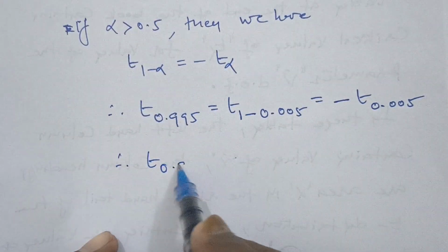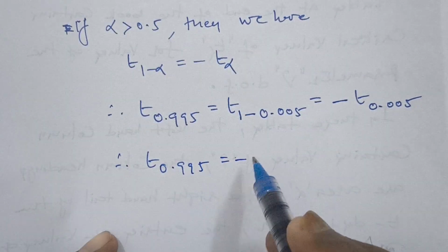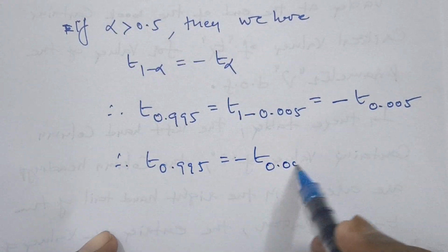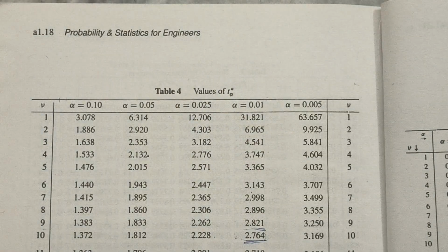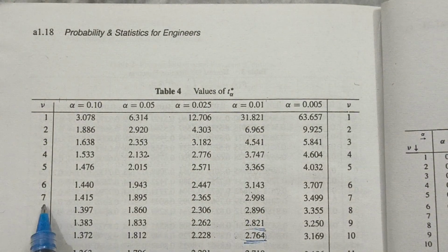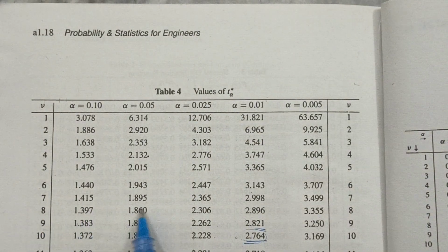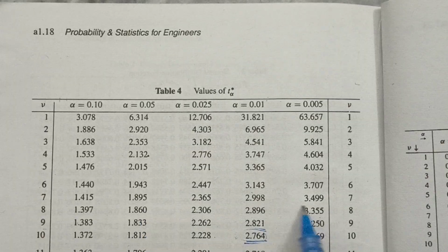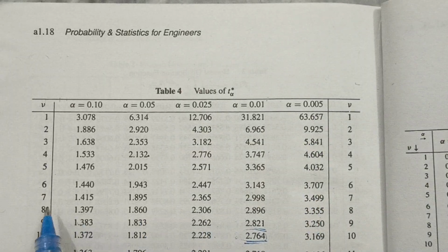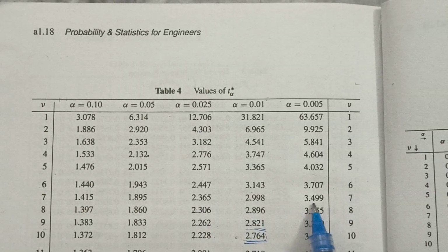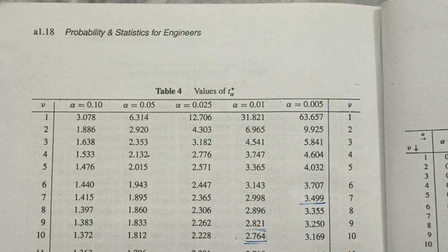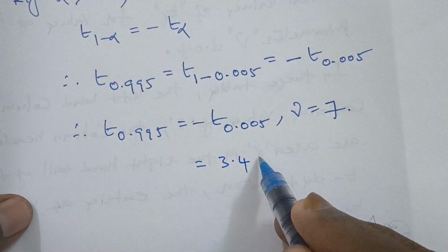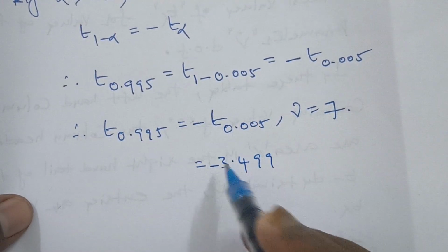So we need to find minus t 0.005 at degrees of freedom 7. Look at this table at the degrees of freedom 7, at 0.005. At 0.005, the corresponding value is 3.499. So the minus symbol is also there: minus 3.499. This is the problem.